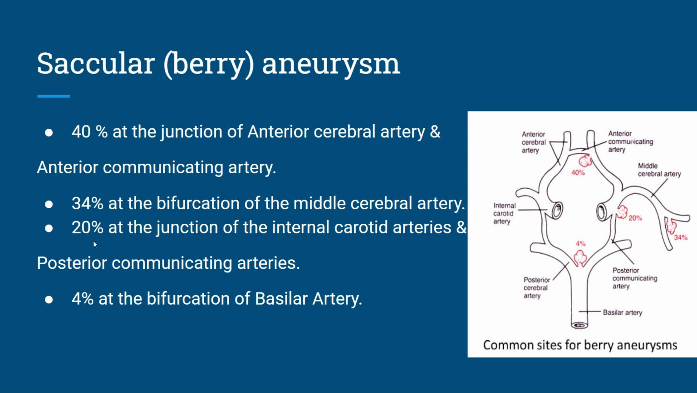The third one on the list is 20% at the junction of the internal carotid arteries and the posterior communicating arteries. Again, these are the internal carotid arteries on either side, and this is the posterior communicating artery. 20% happens right here. And fourth is 4% at the bifurcation of the basilar artery. Once again, when the basilar artery bifurcates to give rise to the posterior cerebral arteries and communicates with the posterior communicating artery, 4% of aneurysms happen right here.